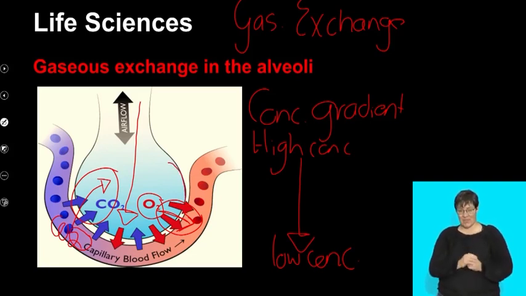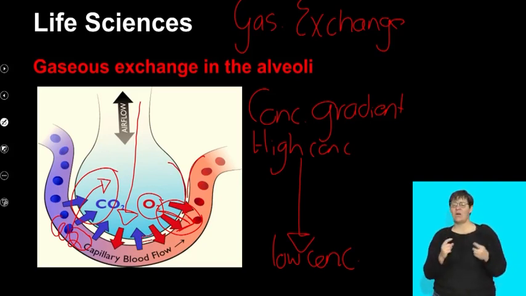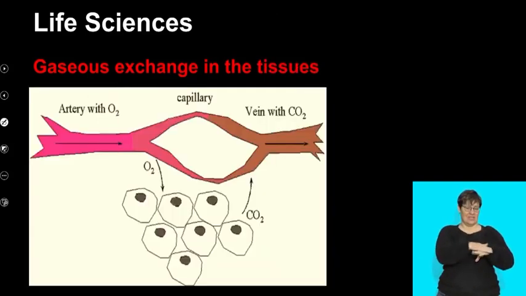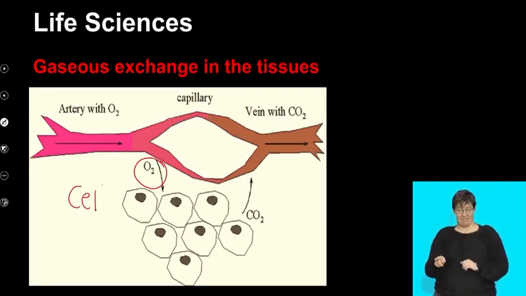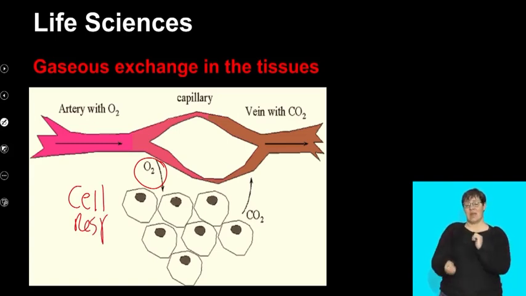Now remember, guys, look here. What do the gases have to cross? A surface. So that is gaseous exchange. Why do I need oxygen? Oxygen needs to go to the cells. It's very important for cellular respiration to occur. That's why I need the oxygen.